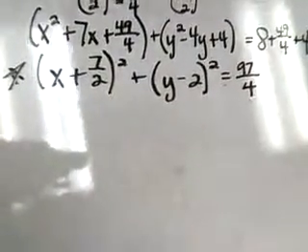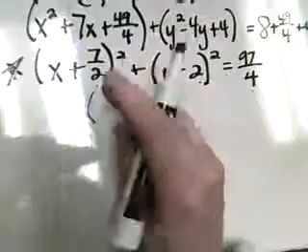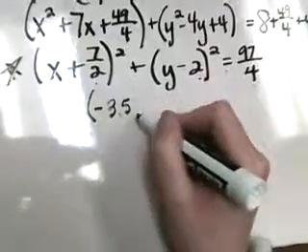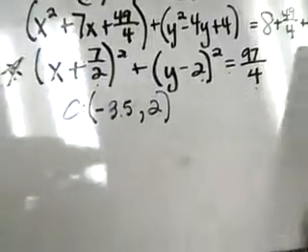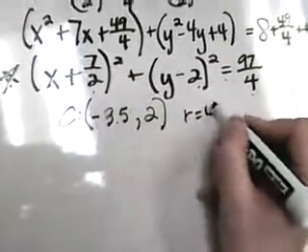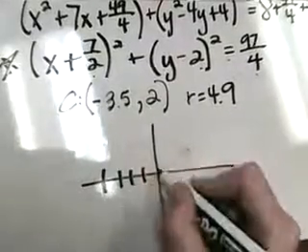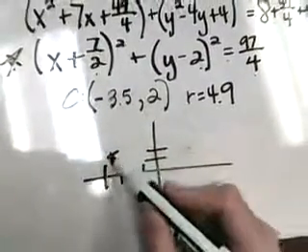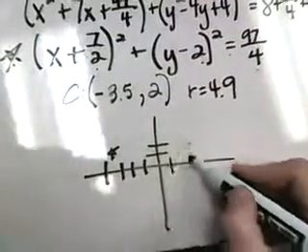So now we look at our notes for graphing a circle. It says plot the center. My center is h, k. Remember, guys, 7 halves, that's negative 3.5, because it's opposite of what it looks like, and 2. There's my center. And my radius, what's the square root of 97/4? That, unfortunately, I can't do in my head. About 4.9. So here's my center at negative 3.5, 2. And then I'm going to go right 4.9, up 4.9, left 4.9, and down 4.9.